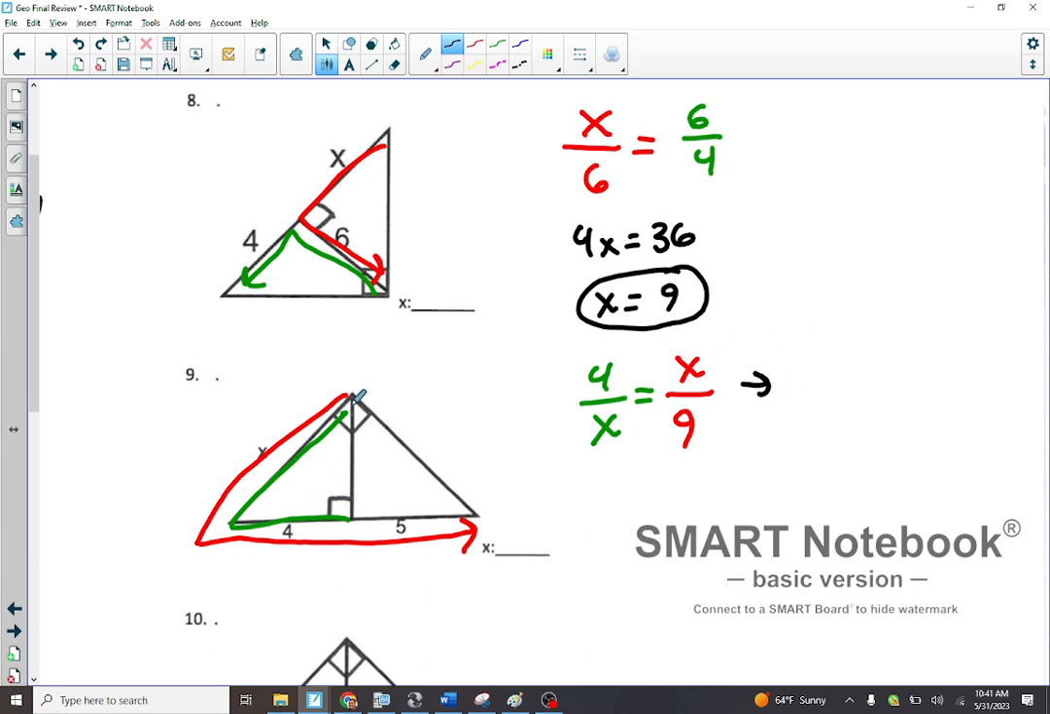Short side, side whole. So 9 times 4 is 36. 36 equals x squared. X times x is x squared. So remember, you got to square root it though. So 6 equals x.